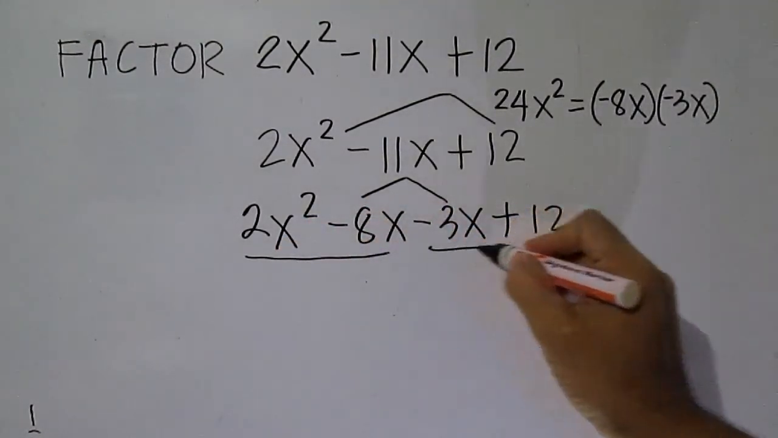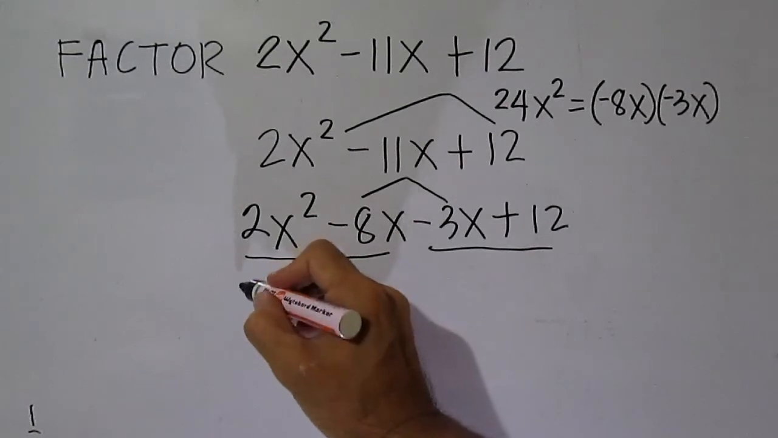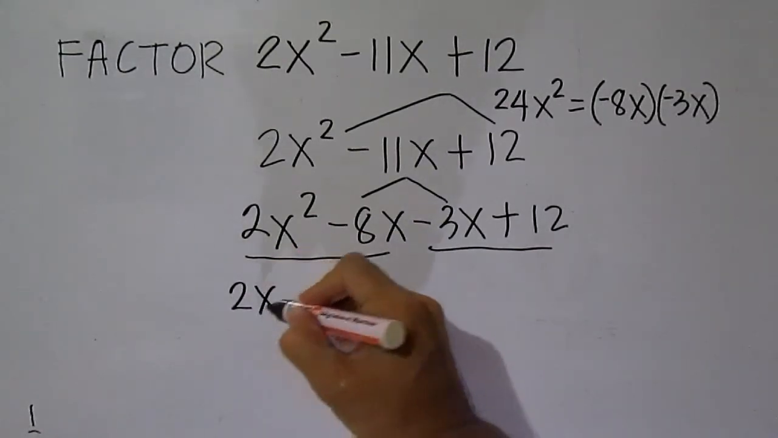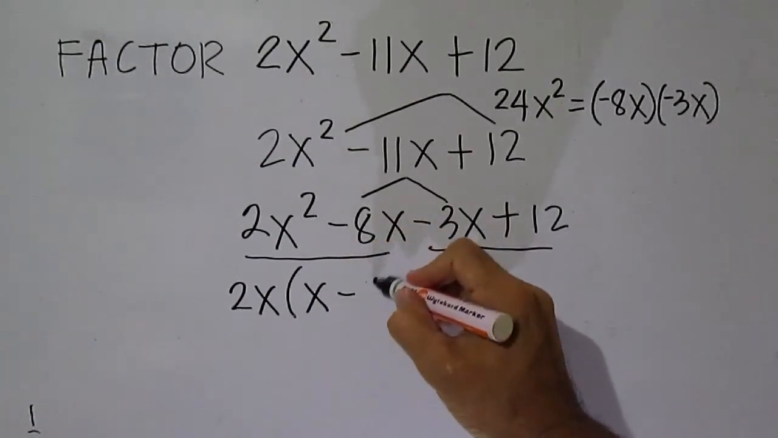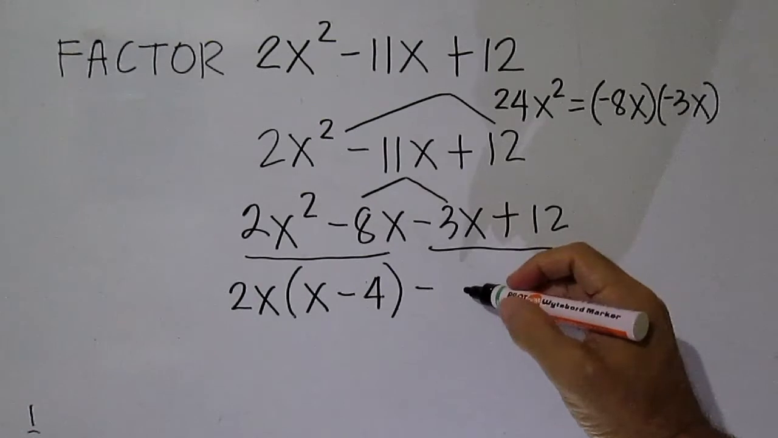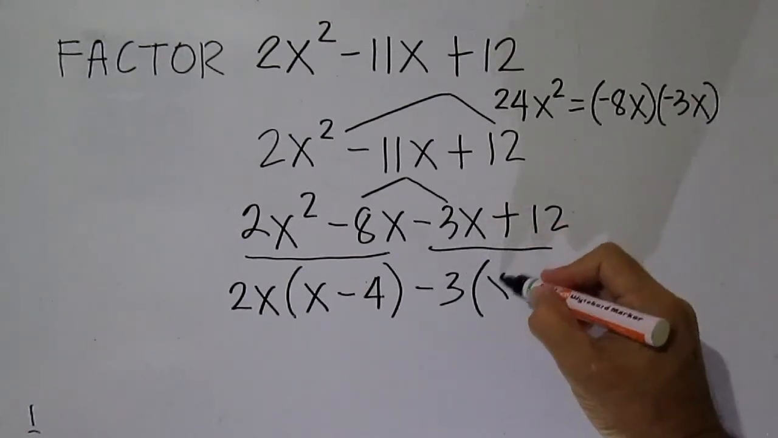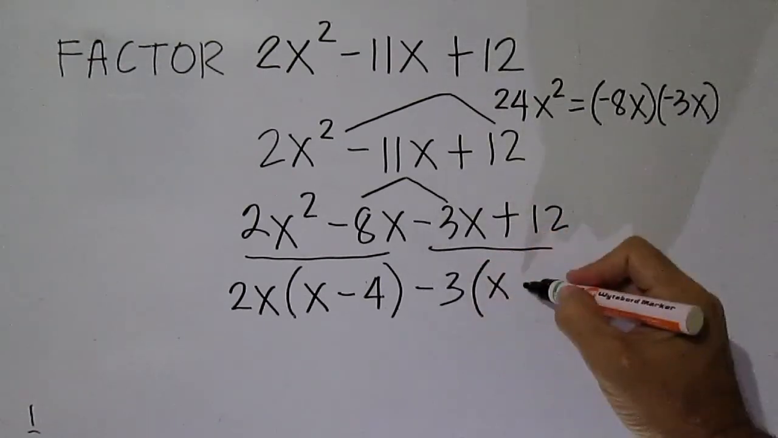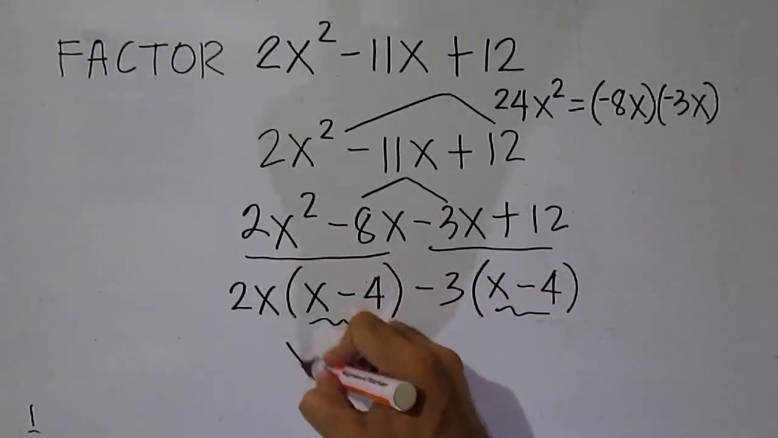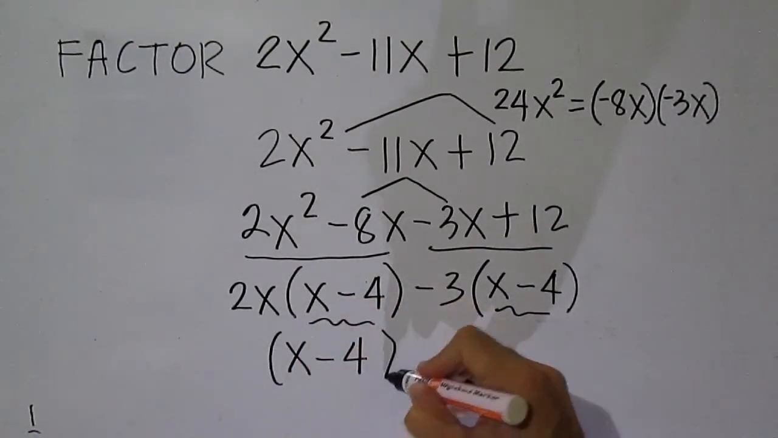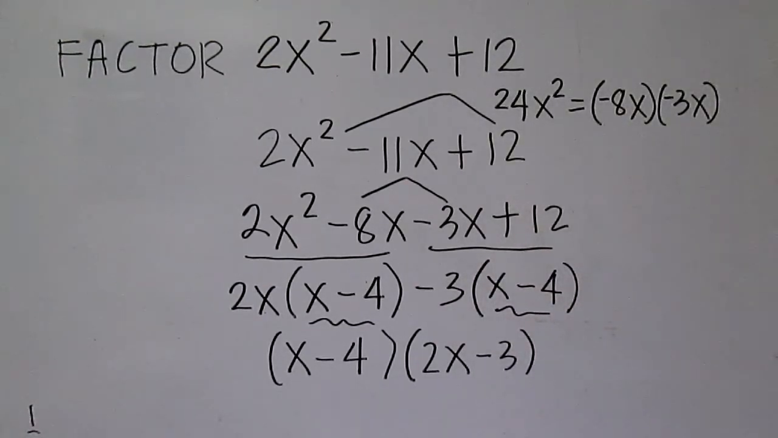So in factor by grouping, group the first two terms together and the next two terms together. Then find the GCF of the first binomial. The GCF is 2x. So 2x squared divided by 2x is x. Negative 8x divided by 2x is negative 4. Then for negative 3x and 12, you have negative 3. Negative 3x divided by negative 3 is x. 12 divided by negative 3 is negative 4. Note that we have a common binomial factor, which is x minus 4. Factor out x minus 4. Then the other factor is 2x minus 3. These are the factors of 2x squared minus 11x plus 12.